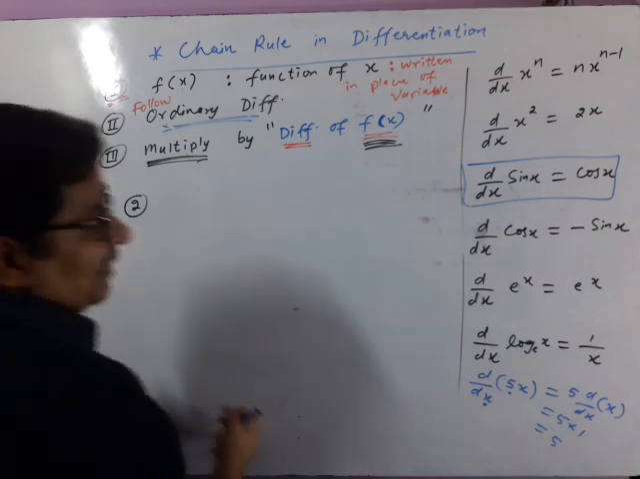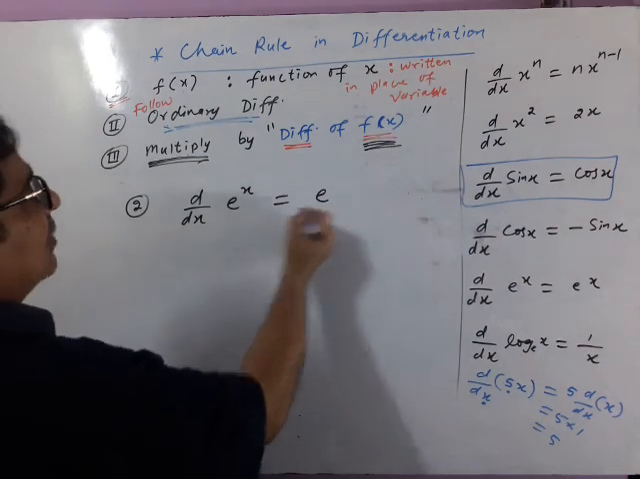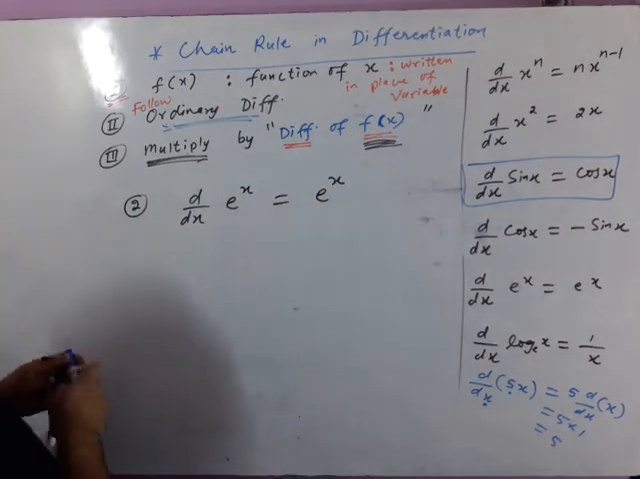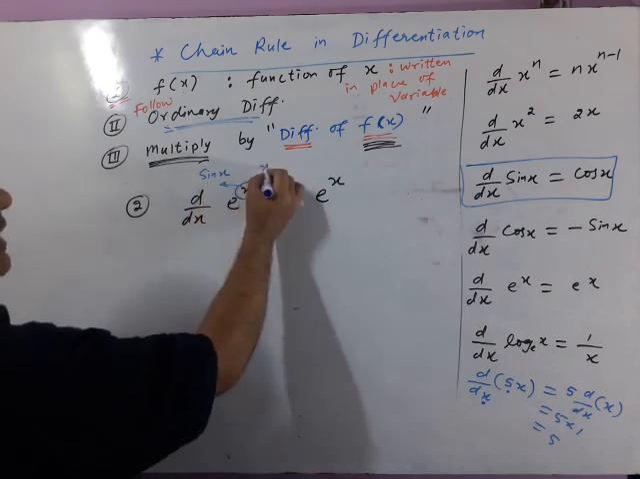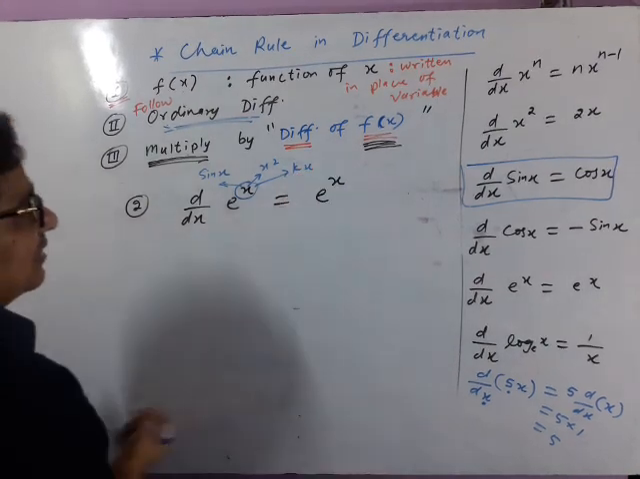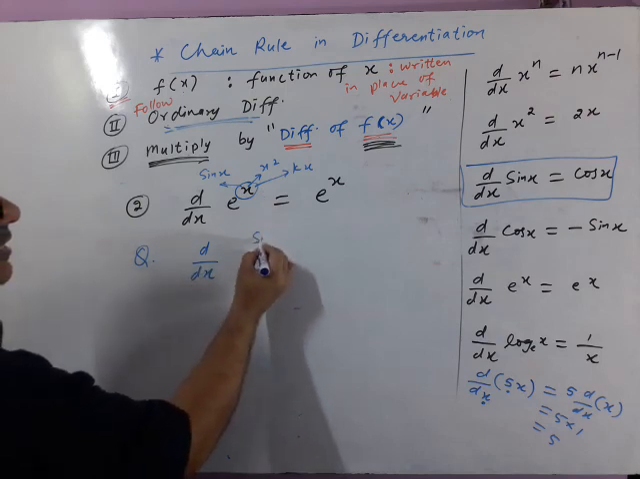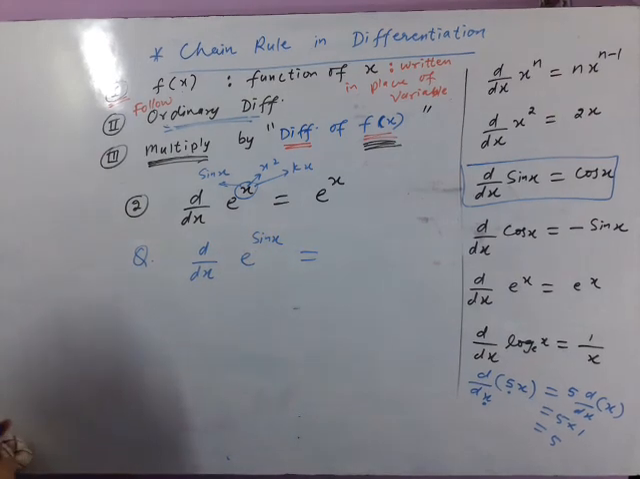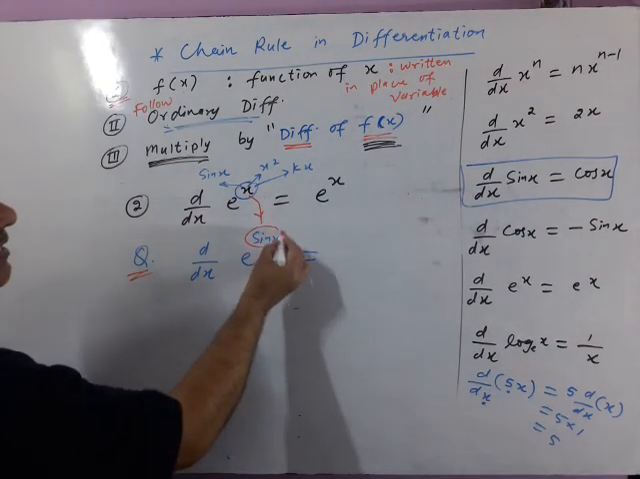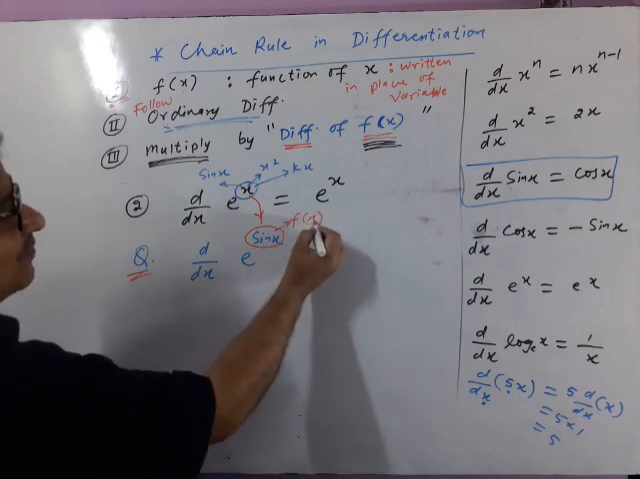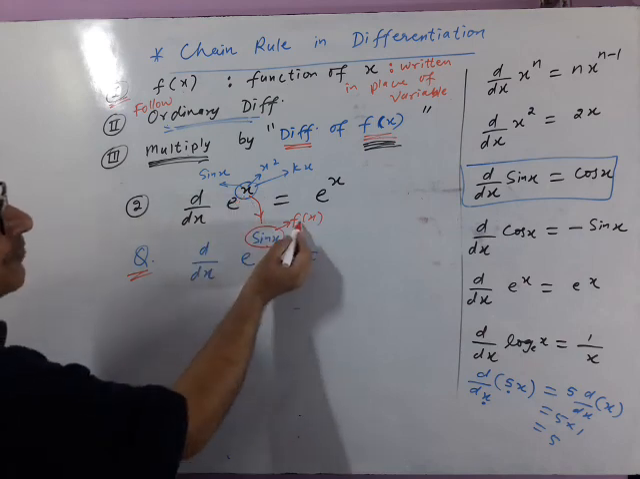Now we are finding the formula on the basis of this. You know dy/dx of e raised to the power x is e raised to the power x. Now in place of x, if we write sin x, x square, kx or anything, that will be considered a function of x. See one question: dy/dx of e raised to the power sin x. So this is our question. In place of x, whatever is written is called a function of x. In this question, sin x is written in place of x, so sin x is the function of x.